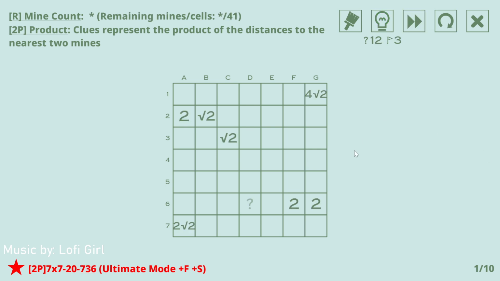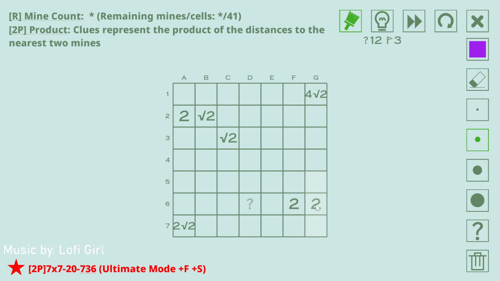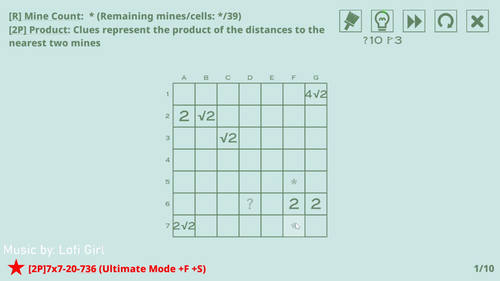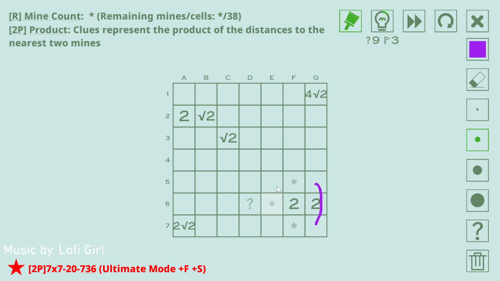Alright, let's keep going. Okay, this can't be root times root 2 because if it were, you'd get a mine here and here, which breaks this 2. So this must be just a 1 times 2. One of these is a mine. Now this 2 must be a root times root 2 because one of these is a mine, so that's not a mine. And one of these is a mine. Actually, at least one. They can both be mines as well.